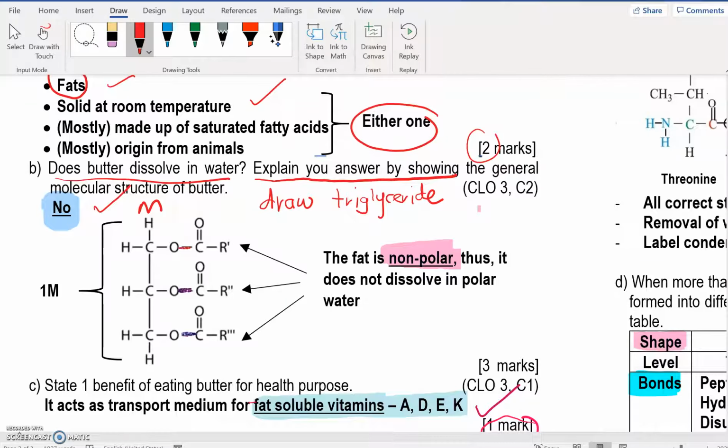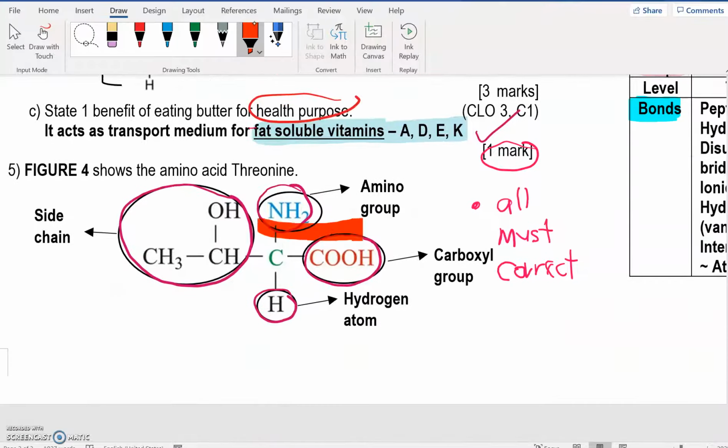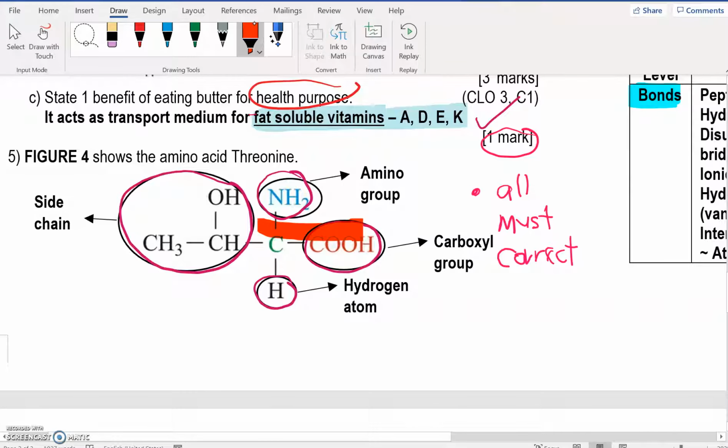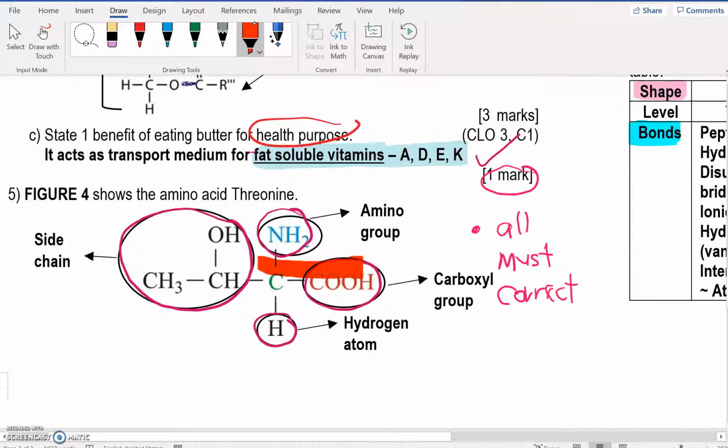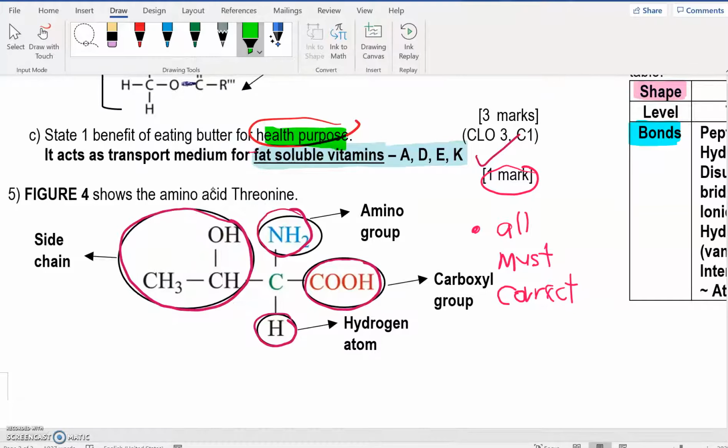Does butter dissolve in water? Most of you forgot to answer this. The answer is no. In order to explain your answer, you have to draw the triangles and show the non-polar. This is the only one for health. Remember, class, the question asks you about health purpose. This is the health purpose for lipid.